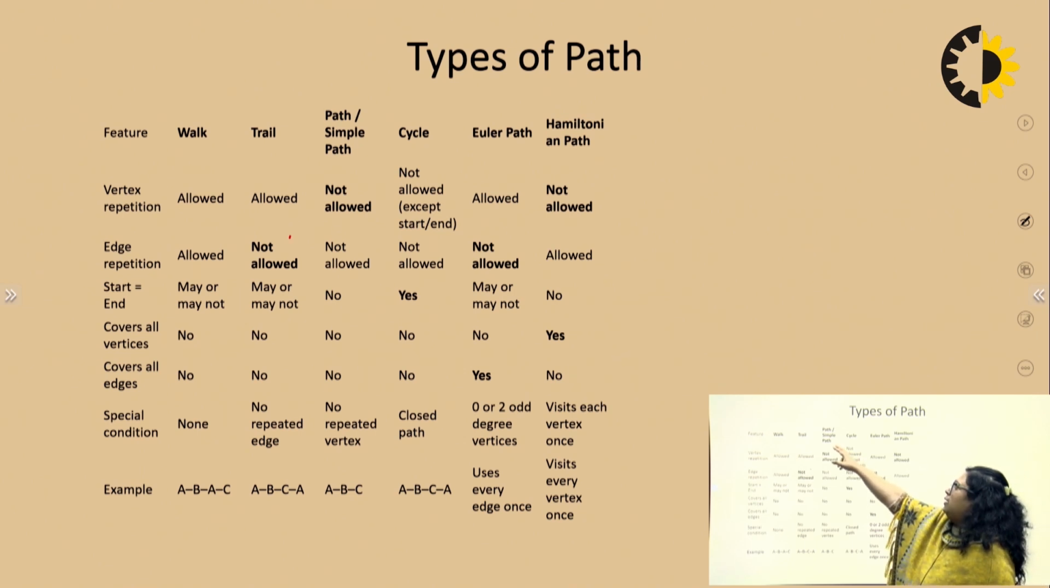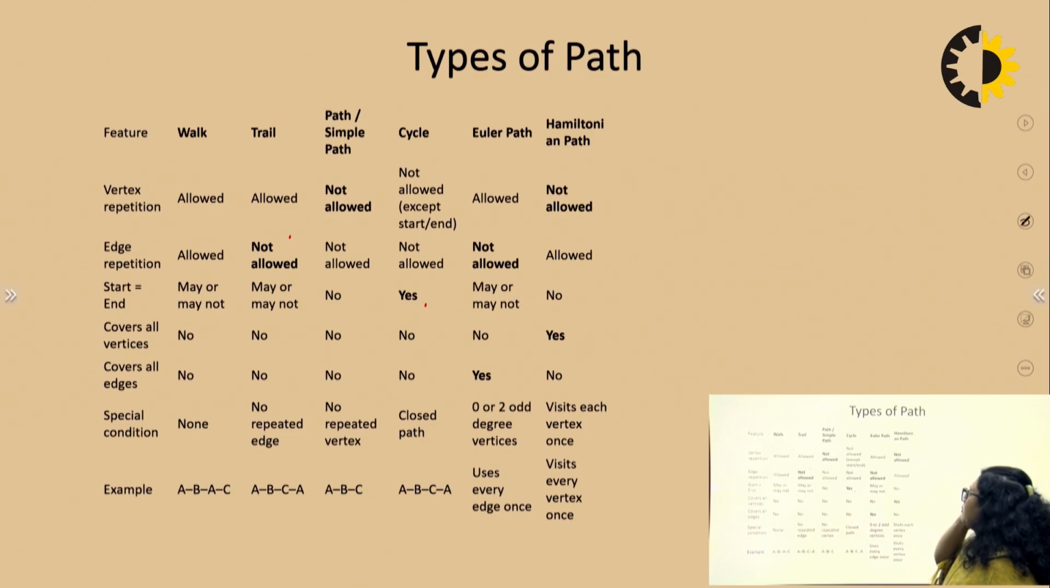Simple path means path without a cycle. So what is a cycle? Vertex repetition is not allowed in a cycle. Edge repetition is also not allowed in a cycle. Start and end vertex is yes. It covers all vertices and edges? No. And special condition, it has a closed path.